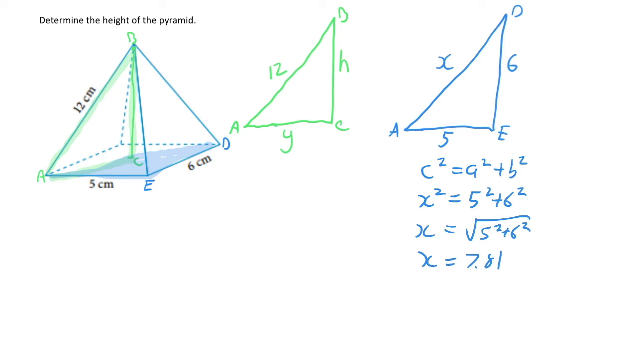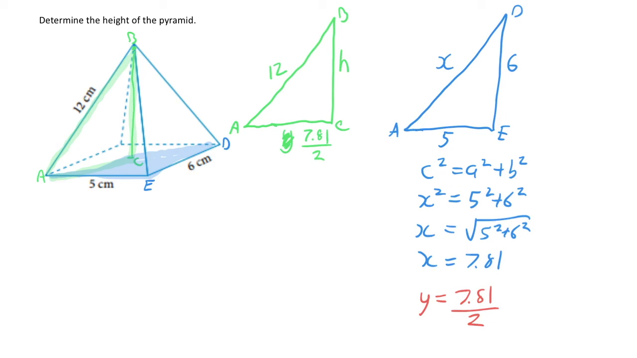Now going back, I need to be able to work out what y is to help me determine the height in that original calculation. So I know that x is going to be double what my y value is. So my y value is going to be 7.81 divided by 2. So I can now go back to my original diagram and I can update y to be 7.81 divided by 2. Now that I know my two sides, I can go ahead and calculate my unknown h value.